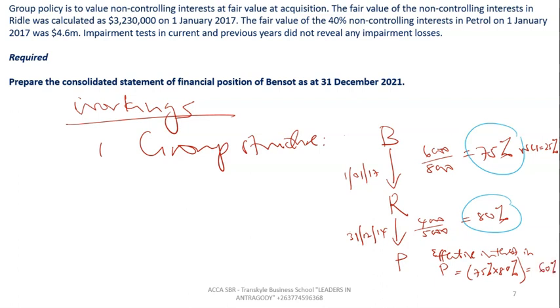When we know that the effective control in Petrol is 60%, then obviously the total percentage should be 100. Therefore, the NCI in Petrol is 40%, because the control which has been achieved in Petrol is 60%. Obviously, the NCI should be 40%. So we are done in terms of the group structure that is involved.